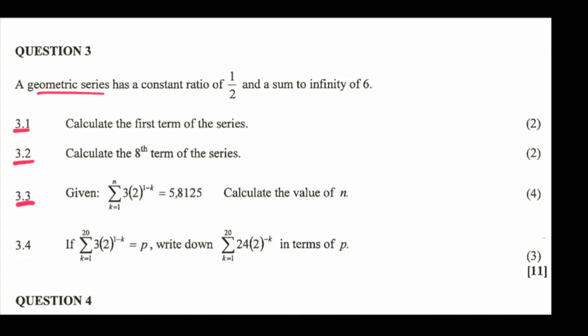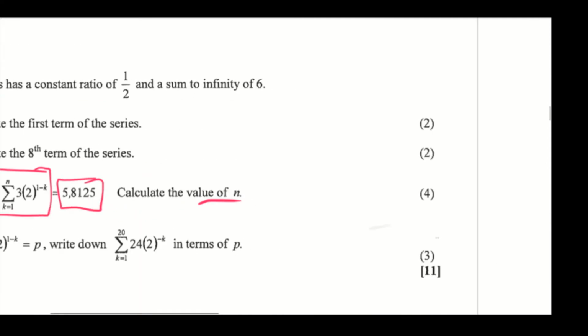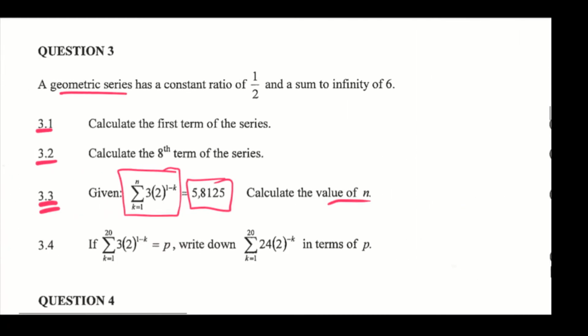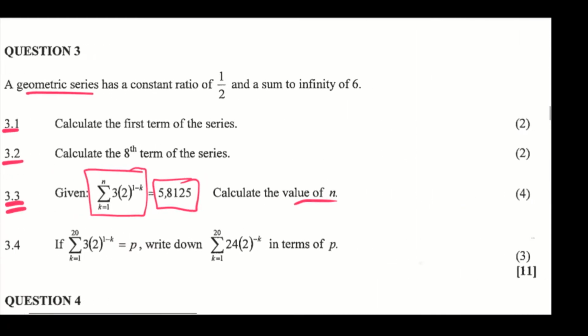Now 3.3, we are given this sum here and we are told that it's equal to this value here, and we're asked to find the value of n, right? So what we're going to do is identify first the first 3 terms and then identify whether it is geometric or arithmetic, and then find what is required.